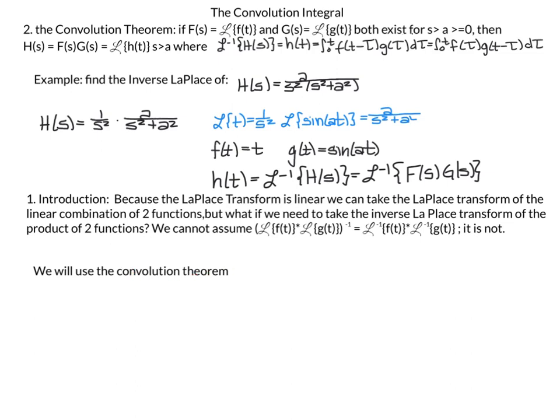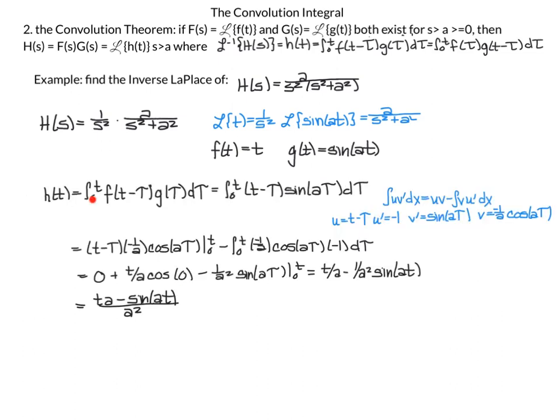So we will be using the convolution theorem. And here we set up our integral from 0 to t, f of t minus tau, g of tau, d tau. So plugging in for f of t minus tau, we get t minus tau. Plugging in g of tau, we get sine of a tau, d tau. Now here, we're going to use integration by parts. I let u equals t minus tau, and my v prime is equal to sine of a tau. I'll let you check my integration by parts here, and then plugging in my limits of integration, I get ta minus sine of at over a squared.